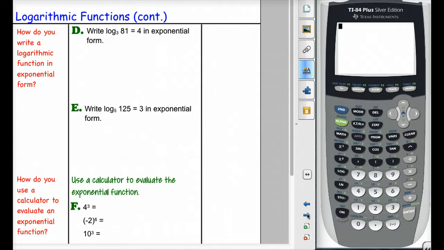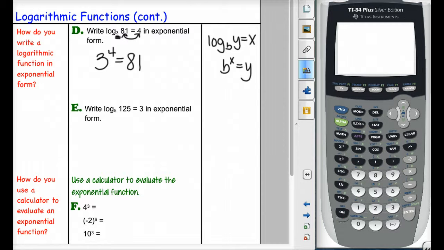The second part that you need to be able to do is go backwards from logarithmic form to exponential form. So just remember that it's log base b of y is equal to x, and we want to get it into b to the x power equals y. So once again, remember that these two are going to flip-flop each other. So it's log base 3 of 81, and we know that 3 to the 4th power equals 81. So what I want you to do now is try E, enter your answer into Edpuzzle, and then go ahead and check your work.